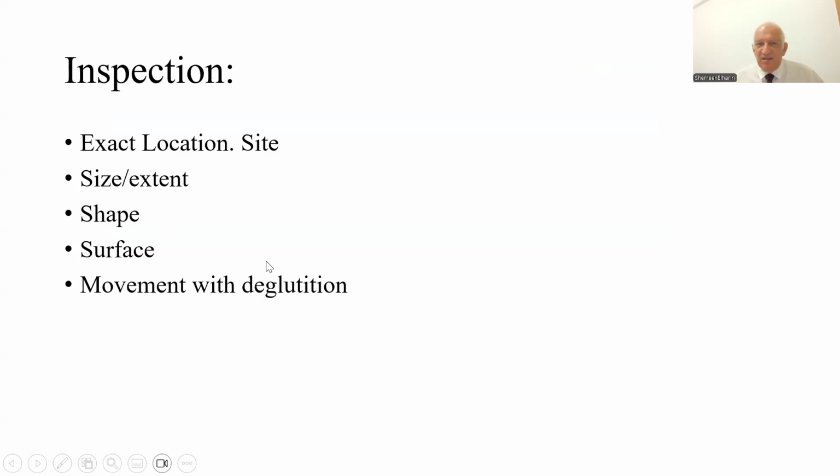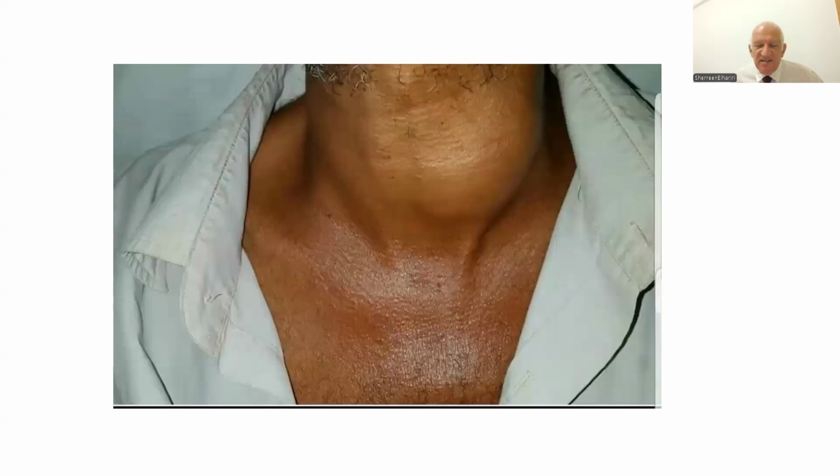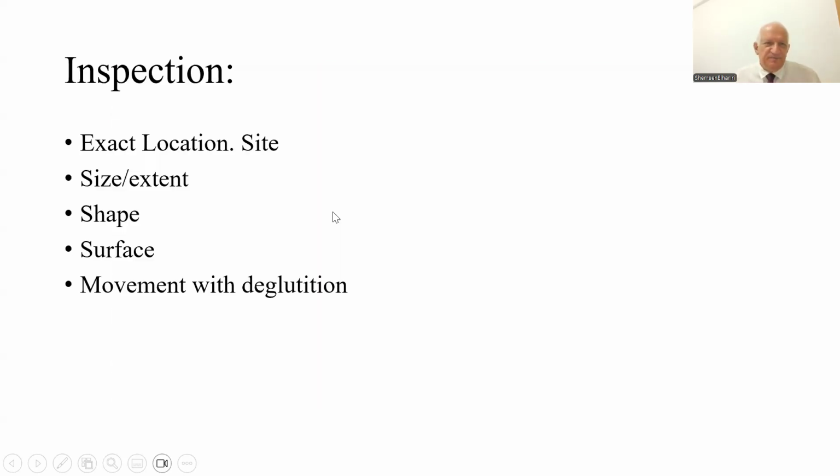It is important to ask first about movement with swallowing because this indicates that it is a thyroid swelling. So from the beginning, you need to ask the patient if it moves up and down with swallowing, and also give him sips of water. Ask him not to swallow except after watching, and you can find this swelling moves up and down. So this is done during inspection.